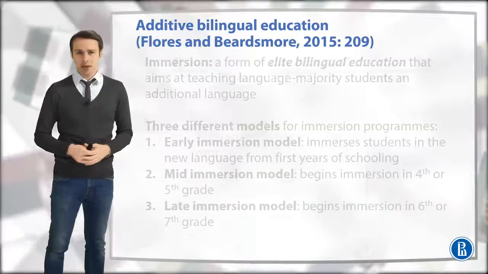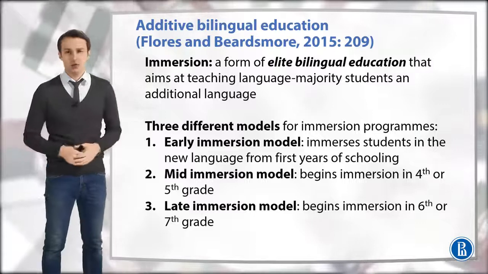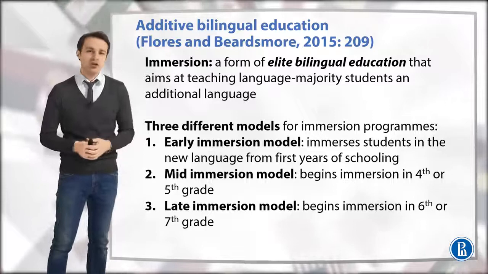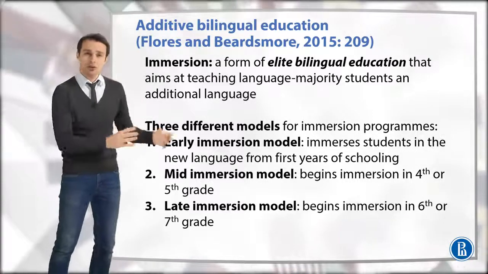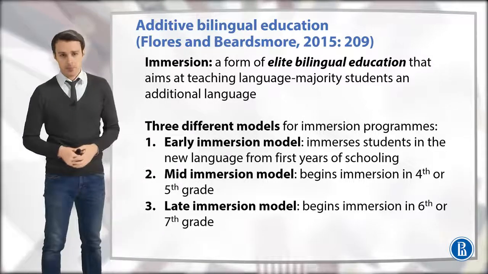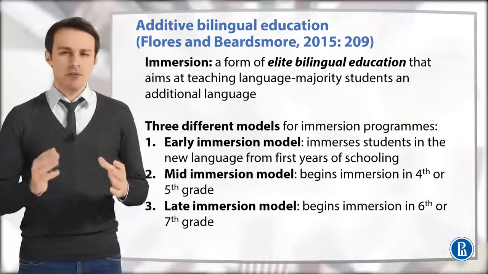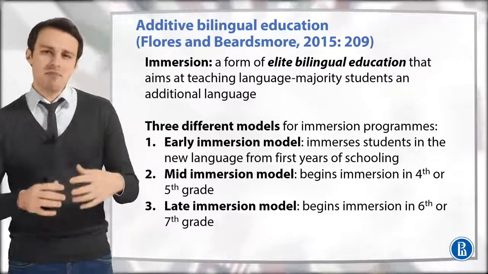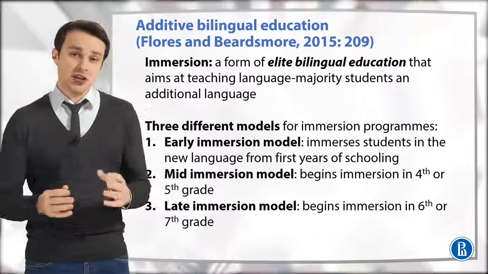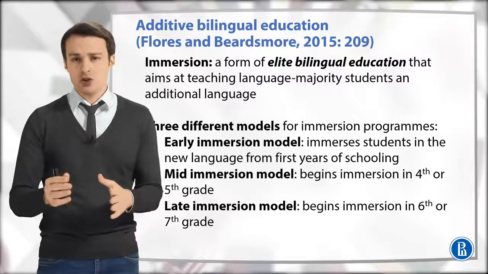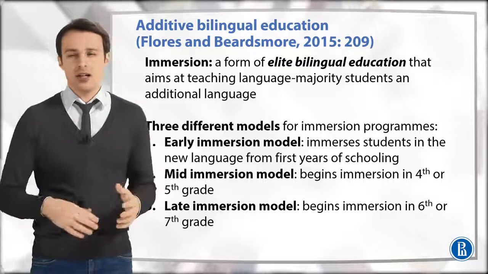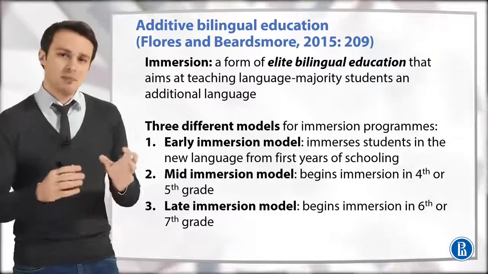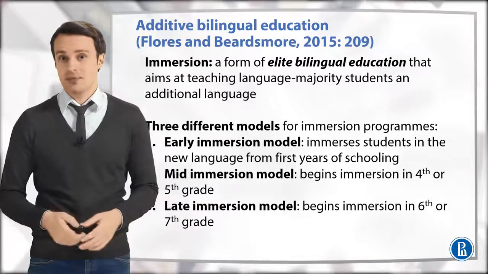We have already mentioned immersion in our previous videos. In this context, immersion is seen as a form of elite bilingual education that aims at teaching an additional language to language majority students. There are three different models of immersion programs. First, early immersion model, where students are immersed in the new language from the very first years of schooling. Second, mid-immersion model, which begins immersion in the 4th or 5th grade. And finally, late immersion model, which begins immersion in the 6th or 7th grade.